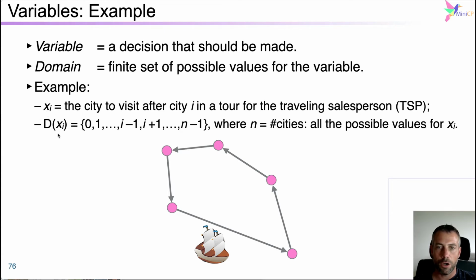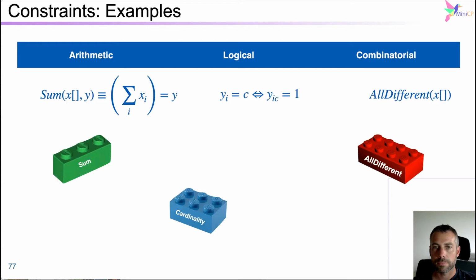And the domain of each variable xi is composed of all the cities except the city i itself, because we want to prevent self loops. So that's the way we would model the TSP with what we call a successor model.